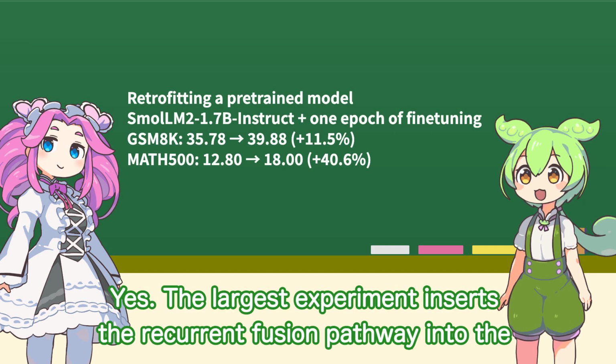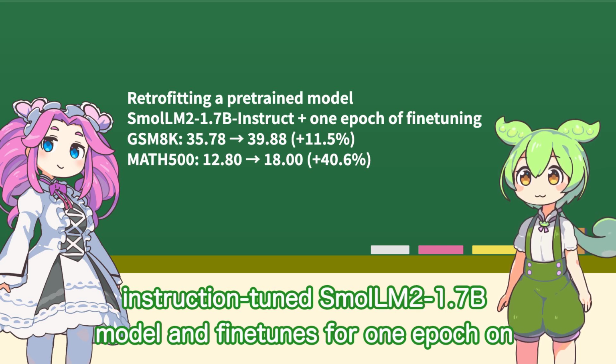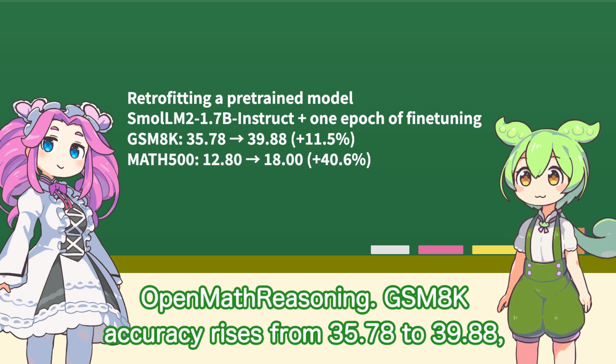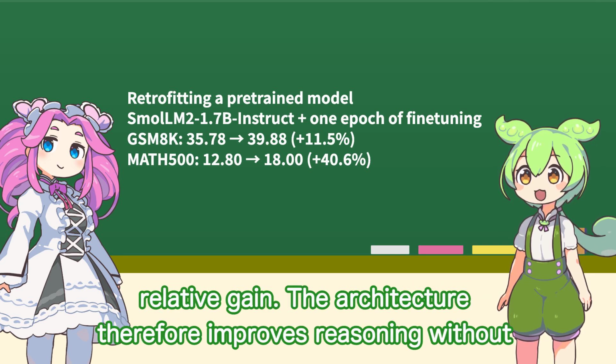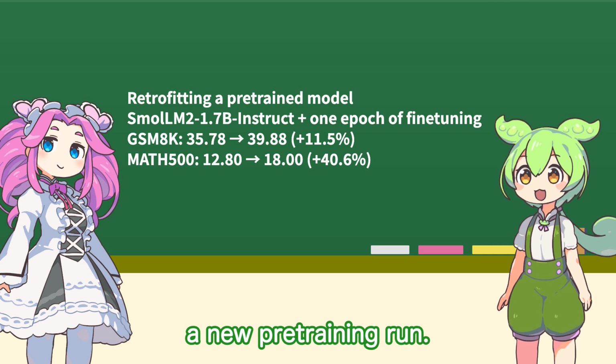Yes. The largest experiment inserts the recurrent fusion pathway into the instruction-tuned SmolLM2 1.7B model and fine-tunes for 1 epoch on OpenMathReasoning. GSM8K accuracy rises from 35.78 to 39.88, an 11.5% relative gain. MATH-500 rises from 12.80 to 18.00. The architecture therefore improves reasoning without a new pre-training run.